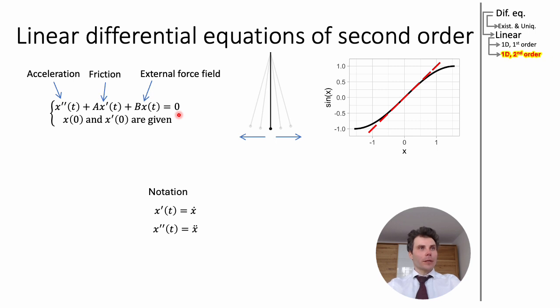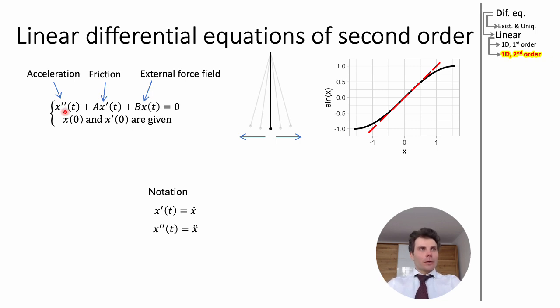But let's concentrate on the linear differential equation of second order with constant coefficients and with the 0 free term as shown here. And notice that now we have two initial conditions, x of 0 and x prime of 0, are given. What is this equation? What physical process can it describe? Well, it can describe the motion of a pendulum.